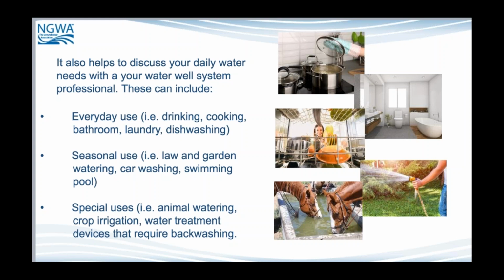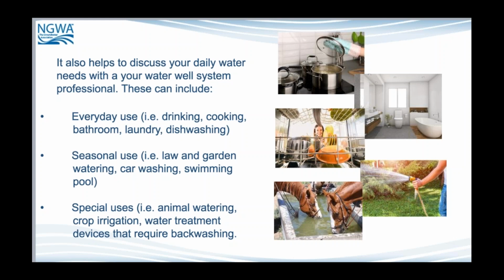When you're looking, you want to go ahead and figure out what your use is: drinking, cooking, laundry, dishwashing, your showers, things like that. That's your everyday use. That's the things that you're going to do every single day. Your seasonal use, which is your irrigation, watering your lawn, washing your car, filling your swimming pool. Do you have any of those? Special uses, crop irrigation, animal watering. I'd say high flow fixtures and things like that.